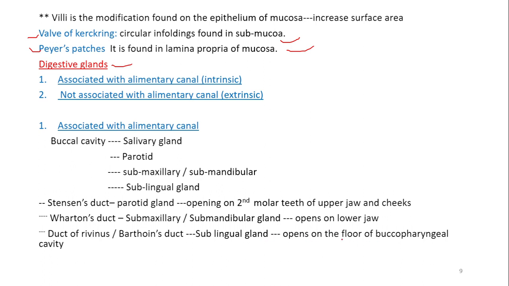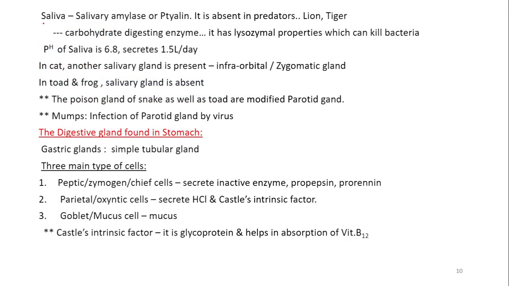Opens on the floor of the buccopharyngeal cavity. Saliva. Saliva contains salivary amylase or ptyalin. It is absent in predators like lion, tiger. It is a carbohydrate digesting enzyme. It has lysozyme properties which can kill bacteria. The pH of the saliva is 6.8 and its secretion is 1.5 liter per day.